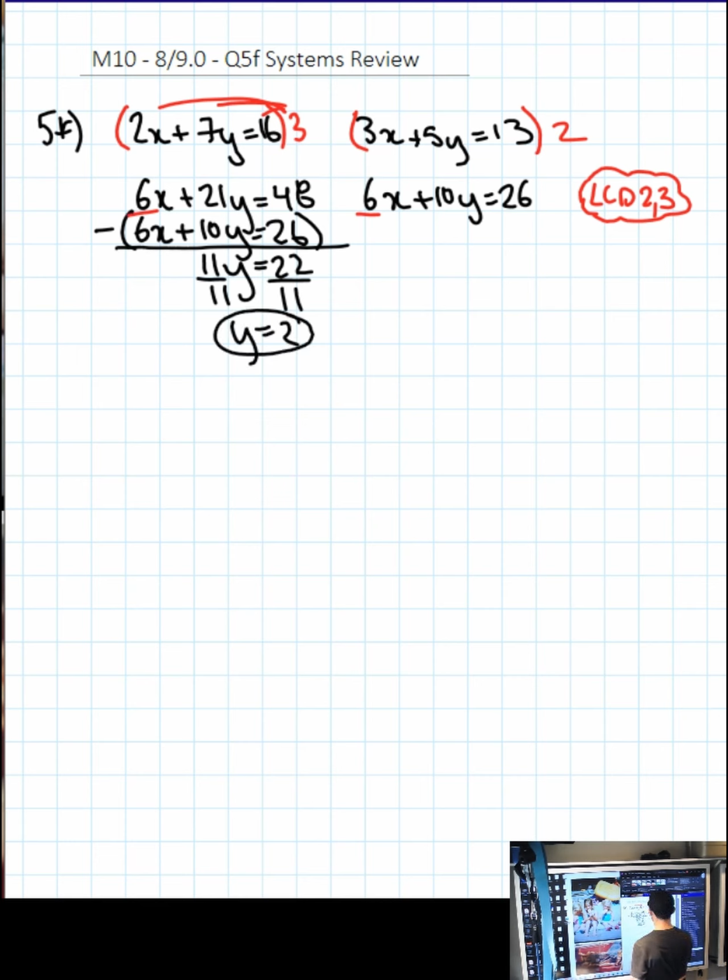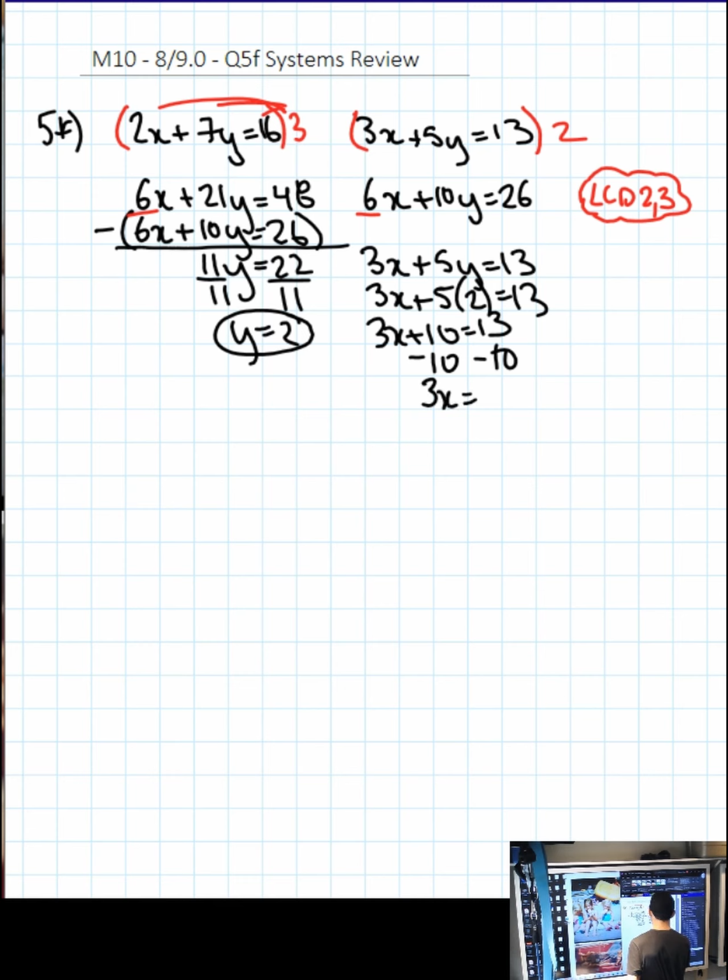Take the equation from the right, before you multiplied it, 3x plus 5y equals 13, and take the y value of 2 and substitute it. 3x plus 5 times 2 equals 13. You could have put it into the equation that you multiplied. It's the same equation. So 3x plus 10 equals 13, subtracting 10 from both sides. 3x equals 3. Divide both sides by 3. X equals 1. Circle your answer.